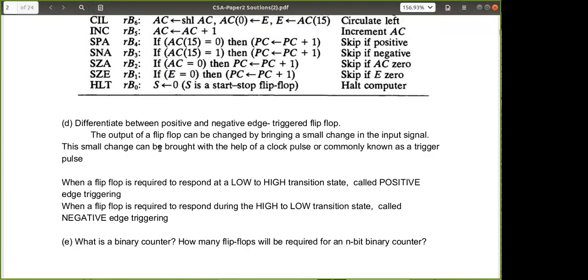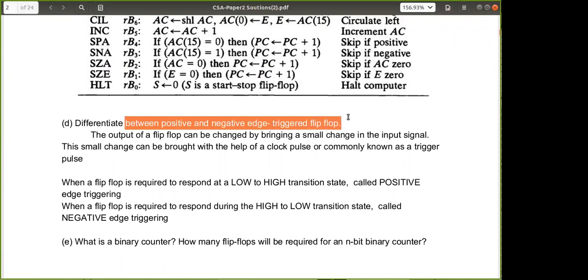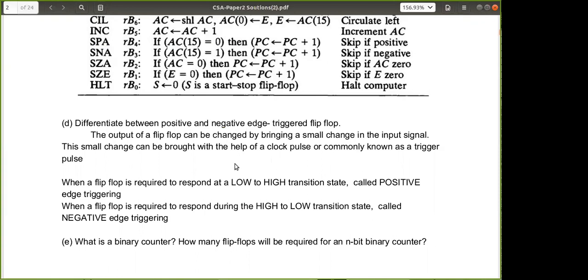The next: the difference between positive and negative edge triggering of a flip-flop. As you know, a flip-flop is a unit where we can store a single bit, but when we have to change the output of the flip-flop, we need some triggering. Sometimes it is positive edge triggering and sometimes negative edge triggering. When a flip-flop is required to respond at a low to high transition, we call it positive edge triggering, and whenever the change is from high to low, that is called negative edge triggering.